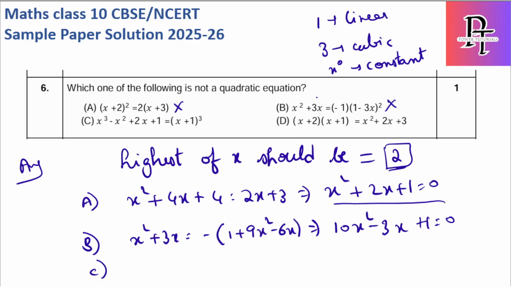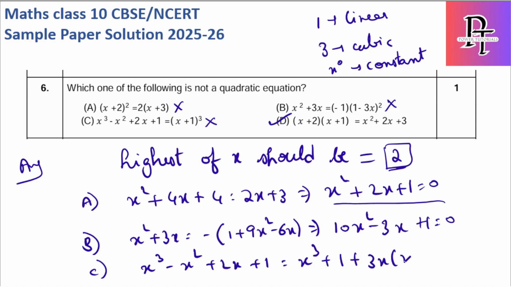What about C? x cube is there, but here also x cube will be there, so both the x cubes will get cancelled out. What remains is the highest power x square. So this is also wrong, so the answer should be D, but still I will verify and show you why it is not C. x cube minus x square plus 2x plus 1. a plus b whole cube is a cube plus b cube plus 3ab into a plus b, which is 3x into x plus 1. So here x cube and x cube will cancel out. If I move everything to the left side, I will get the highest power as 2 because 3x into x is also x square. So this also belongs to quadratic equation, hence this is also wrong.